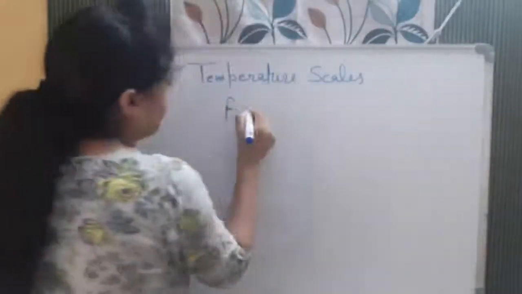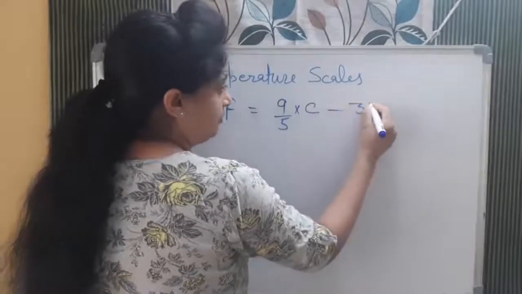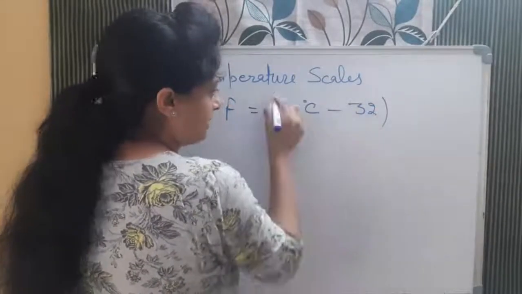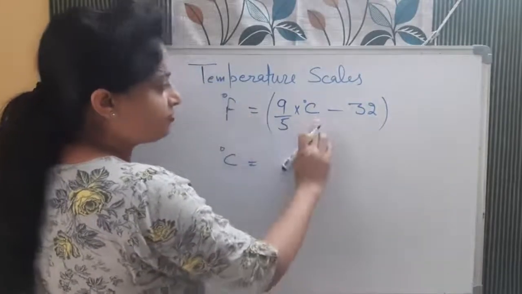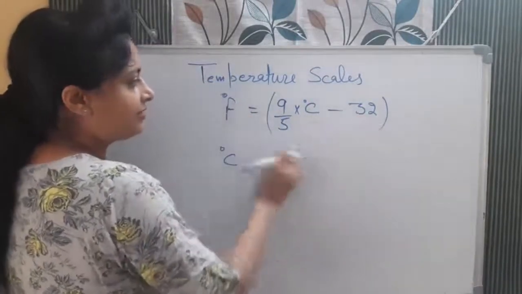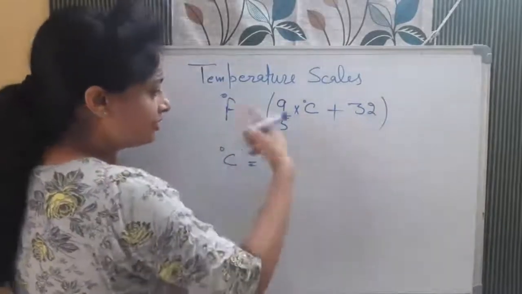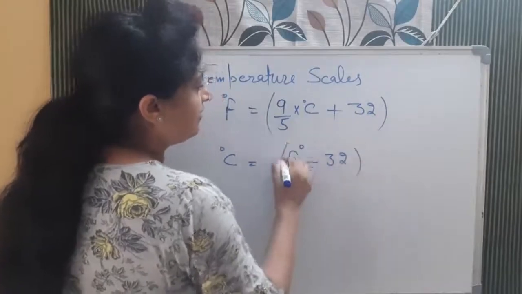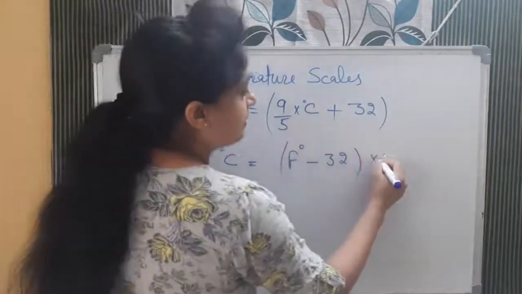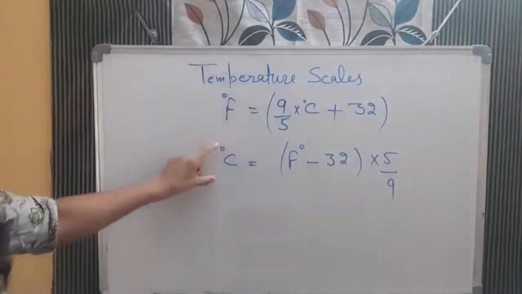As we know, Fahrenheit is equal to 9 by 5 into C minus 32 degree Celsius. And if you want to convert to degree Celsius, what will happen? From here, firstly 32 will go to that side, so here it is plus 32, then F degree minus 32, and then 5 by 9 will multiply like this. This formula is for degree Fahrenheit, this formula is for degree Celsius.